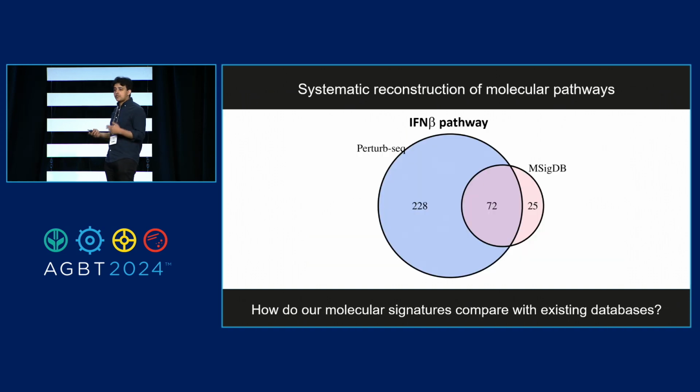So how do our signatures compare to things people use all the time? We looked at, for example, the MSigDB database. This has been cited more than 12,000 times. We've certainly used it many times. It's one of the most widely used molecular signature databases.